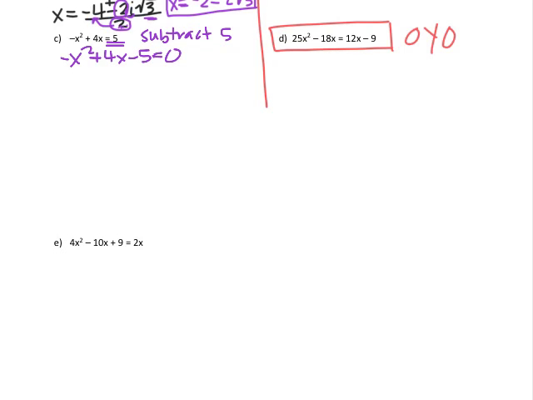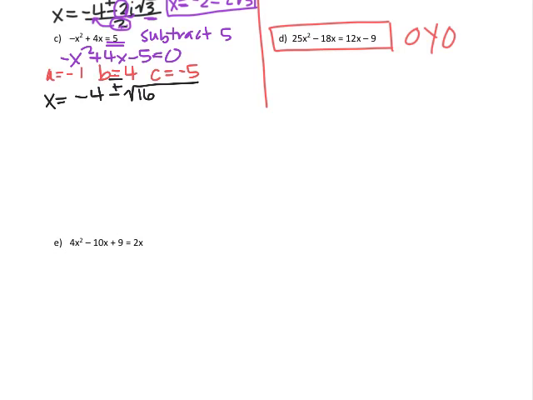All right, so now I'm going to identify my A, B, and C. A is going to be -1, B is going to be 4, and C is going to be -5. All I have to do then is plug in all of my information. So that means x equals -4 plus or minus. And again, when I square that b, it's going to be 16.